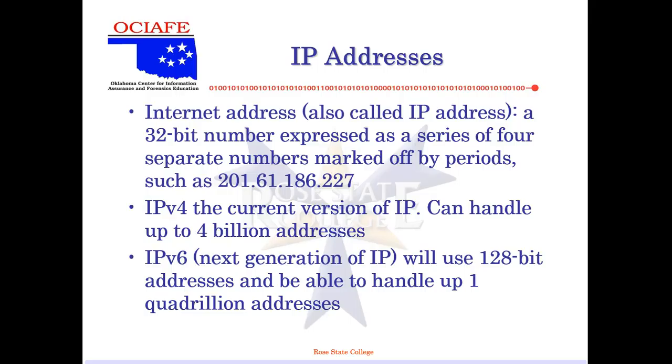Internet addresses, we have 2 different types. We have IPv4 and IPv6. IPv4 can handle up to 4 billion addresses. It is a 32-bit address that is broken into 4 octets with a value of 0 to 255 for each octet. IPv6 can handle up to 1 quadrillion addresses and is a hexadecimal 32 character long address.